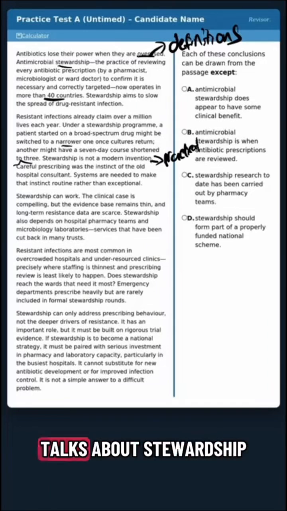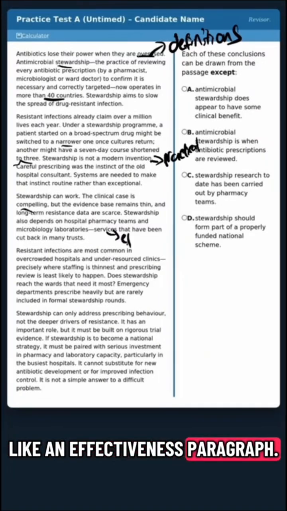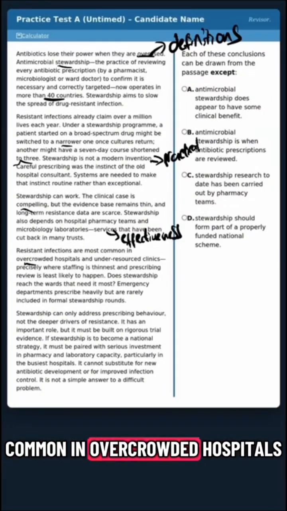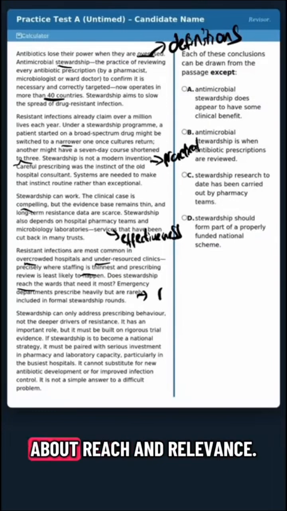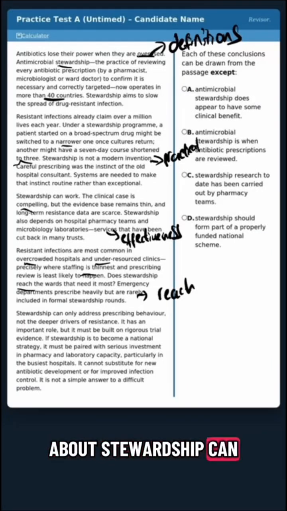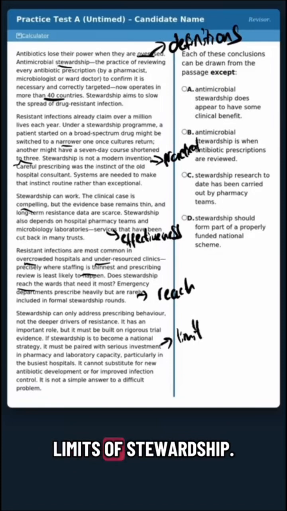The third paragraph talks about stewardship being able to work. The clinical case is compelling. So this feels like an effectiveness paragraph. All right. The fourth paragraph is talking about it being most common in overcrowded hospitals and under-resourced clinics. Staffing is thinnest. Does it reach the wards that need it the most? This is talking about reach and relevance. The fifth paragraph is talking about stewardship can only address prescribing behavior, not the deeper drivers of resistance. This feels like a limits paragraph, talking about the limits of stewardship.